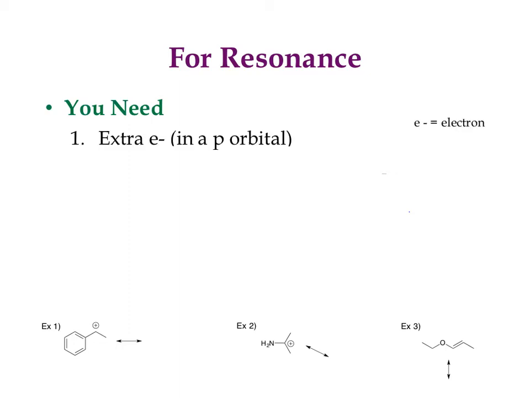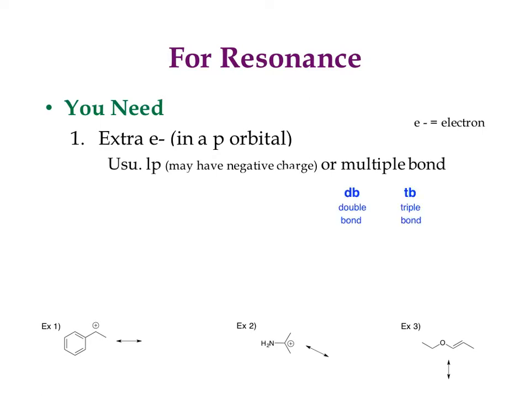The extra electrons mean that they're not in a sigma bond holding the molecule together, but that they could actually be delocalized. And electrons that are delocalized are always going to be in a p orbital, but that's something we can talk about later. So when I'm thinking about where extra electrons are, they're usually going to be in a lone pair. That may or may not have a negative charge. It doesn't have to have a charge, but it's going to have a lone pair for sure. Or the other place they can be is in a multiple bond, like a double bond or a triple bond. So these are the places that you could have extra electrons. That's what you're looking for.